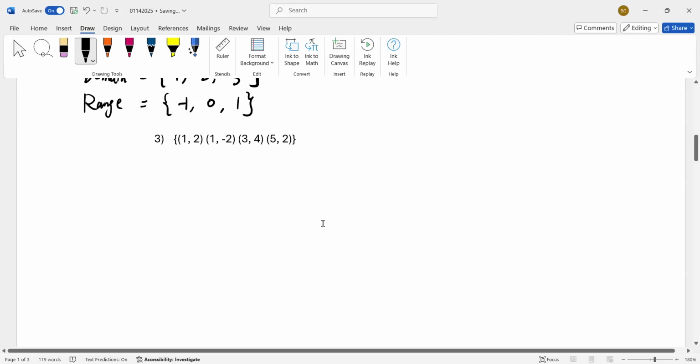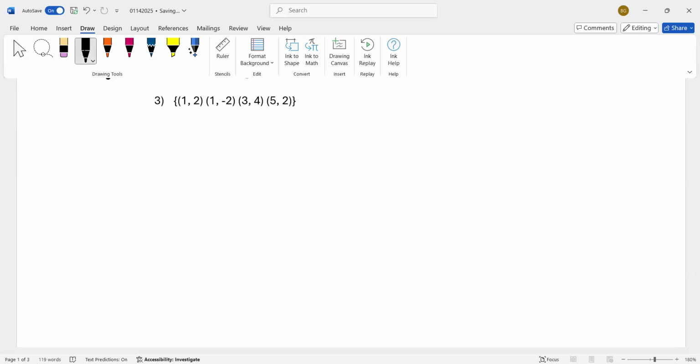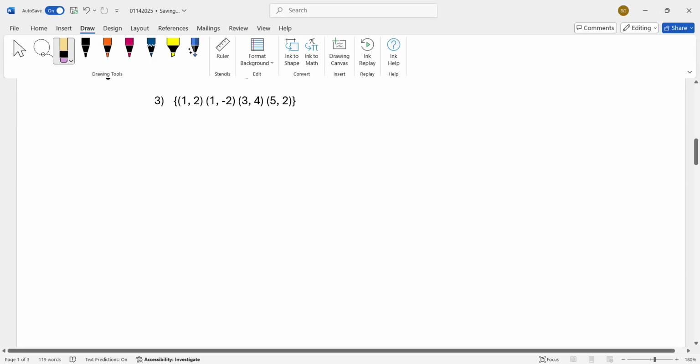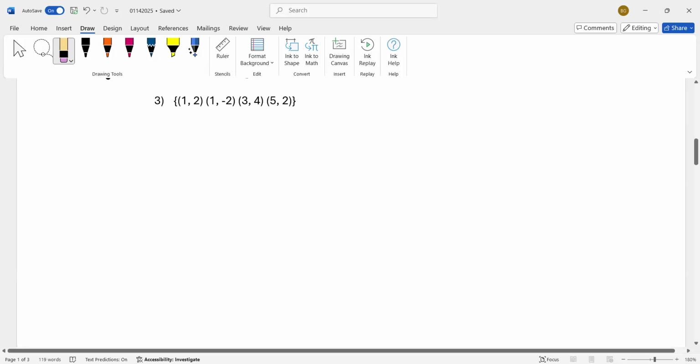Next one, number 3. Here we have a set of ordered pairs, right? In a set, we have 1, 2, 3, 4 ordered number pairs. Okay, so is this a relation? This has to be a relation, right? This one is the most obvious one because it is shown as a set of ordered pairs. Yes, of course, this is a relation.